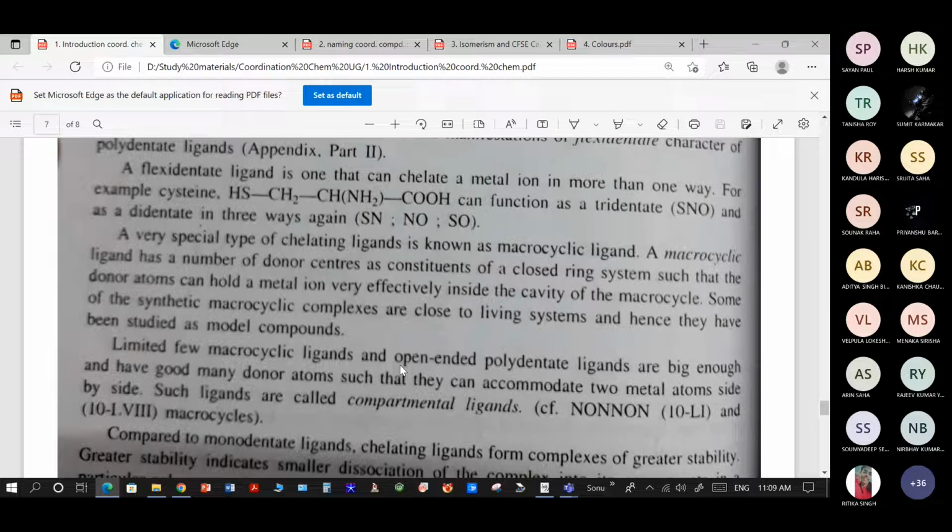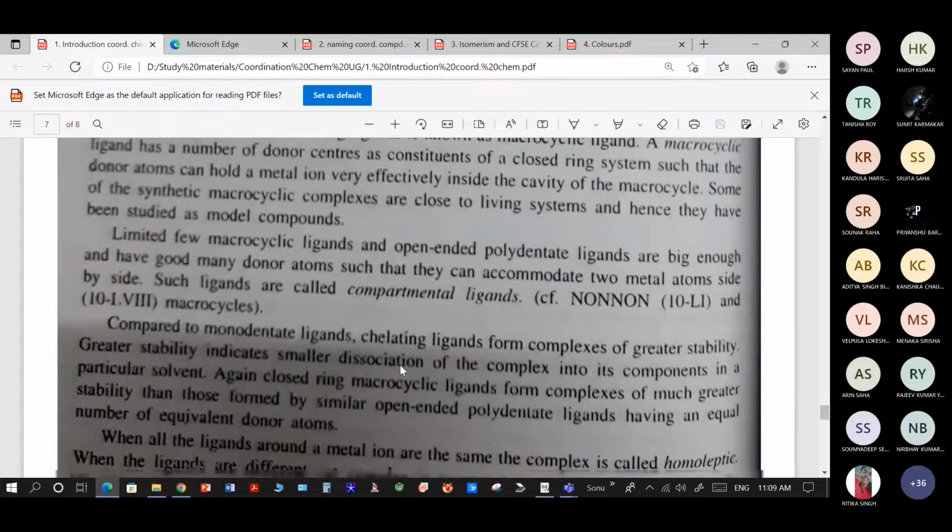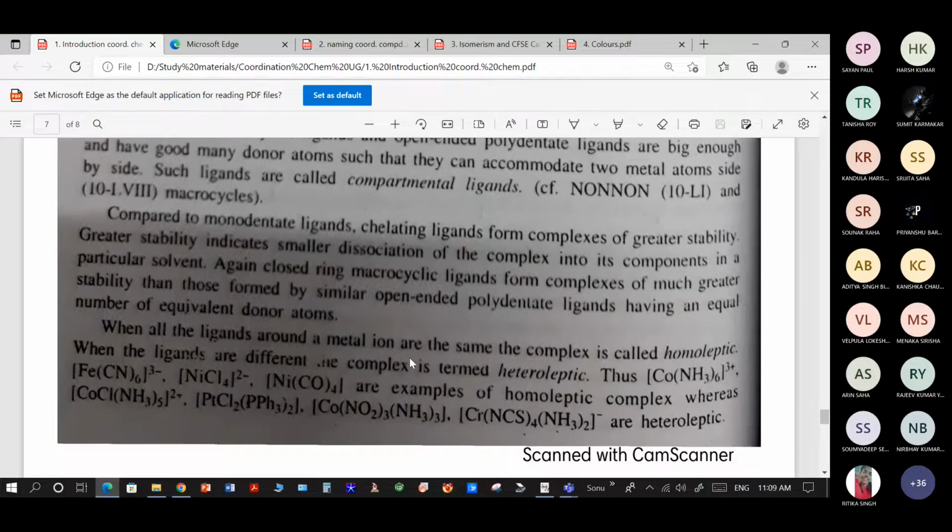So the previous classification was based on how many coordination sites the donor atoms of a particular ligand can occupy surrounding the metal center. It is said mono, bi, tri, tetra, penta, hexa dentate ligand. Other classifications are the ambidentate ligand and the flexidentate ligand, and then another term you can hear, that is homoleptic compounds and heteroleptic compounds.